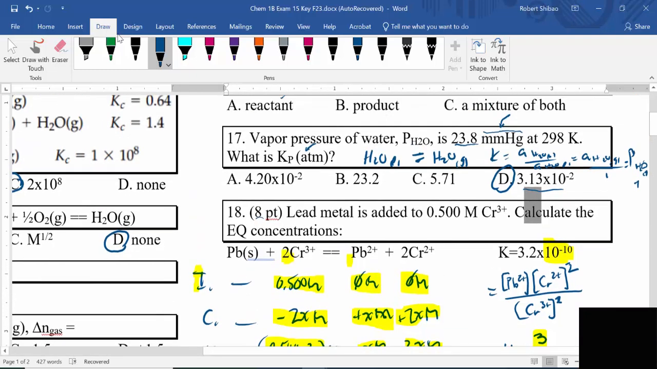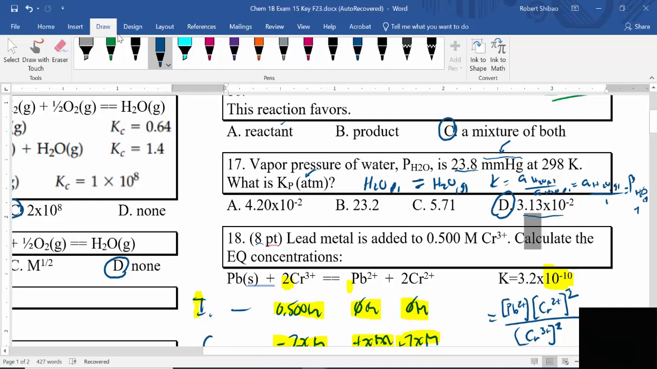You see what we're doing is, when we mix this together, the lead metal and the chromium-3 solution, it's immediately going to react. And so what we're doing is we're just backing up in time, to where we didn't have any reaction. You just mix it and then let them collide and react. So we start off with 0 and 0 here. Let's see what we do here.